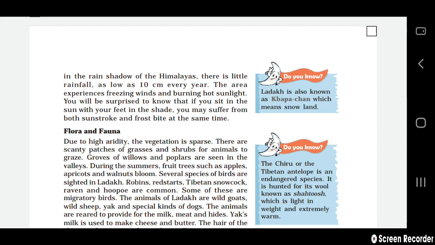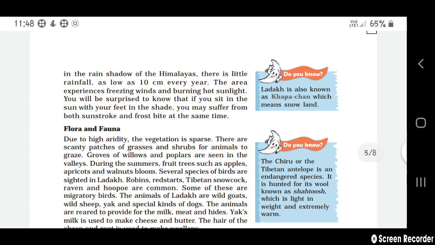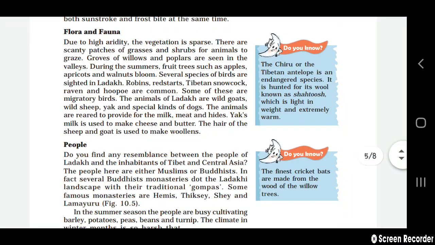And you will be surprised to know that if you sit in the sun with your feet in the shade, you may suffer from both sunstroke and frostbite at the same time. You may suffer with these problems if you sit towards the sun, if you sit outside at this time.